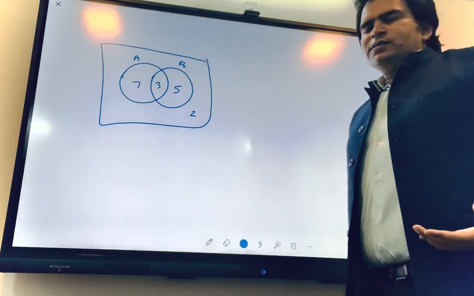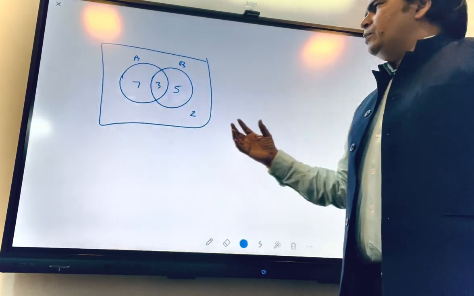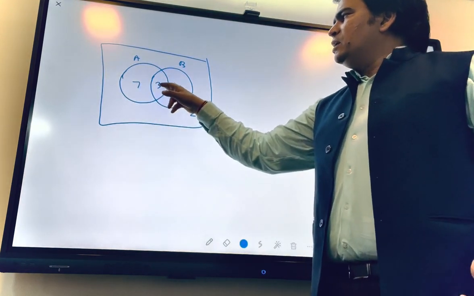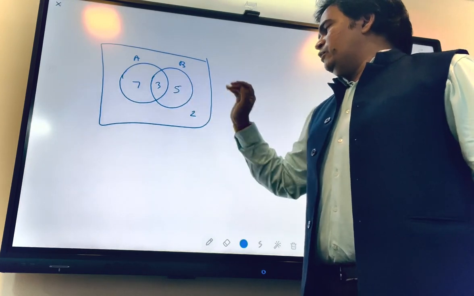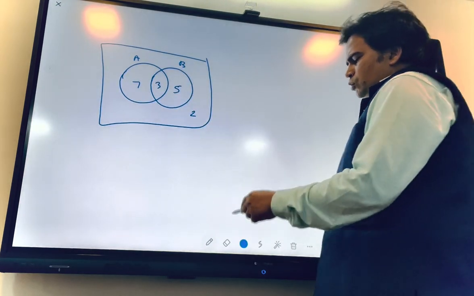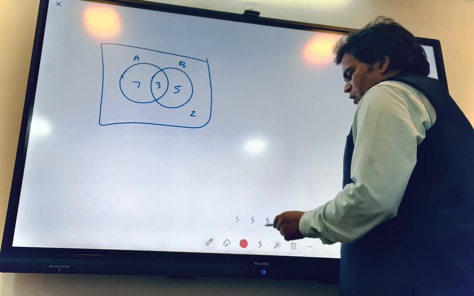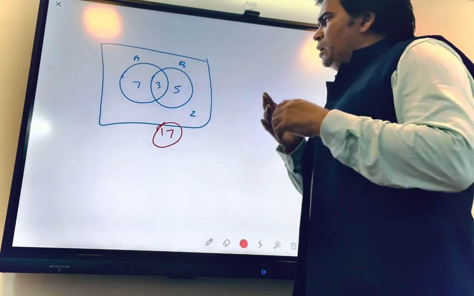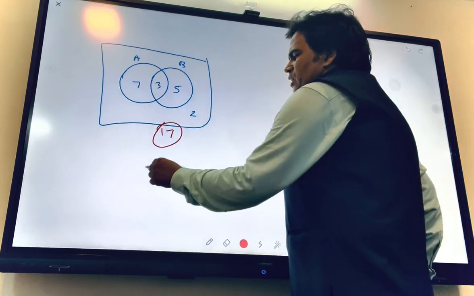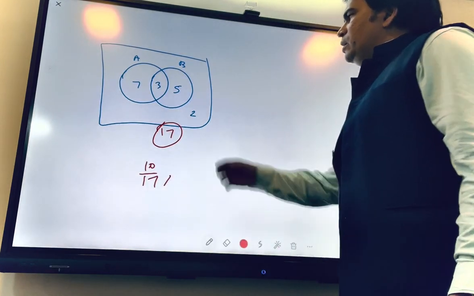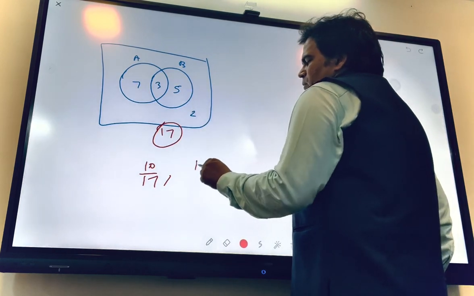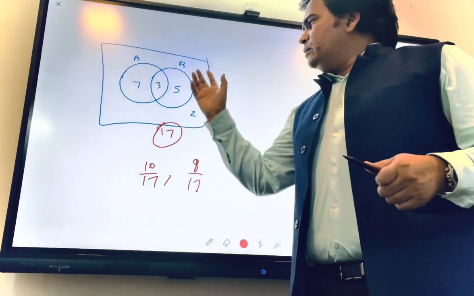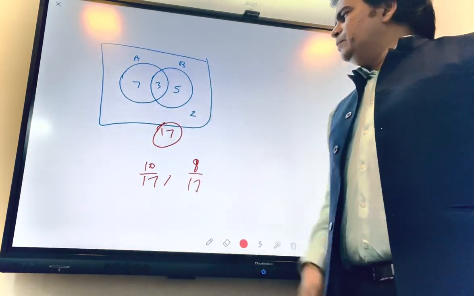Now if I ask randomly, what's the probability that a person I pick is from set A? In total we have 7 plus 3 is 10, 10 plus 5 is 15, and 15 plus 2 is 17. So I have a sample space of 17 people. If I'm picking a person from set A, that chance is going to be 10 upon 17. If I'm picking a person from set B, that chance is going to be 8 out of 17. Random means you're picking from the entire set of people.